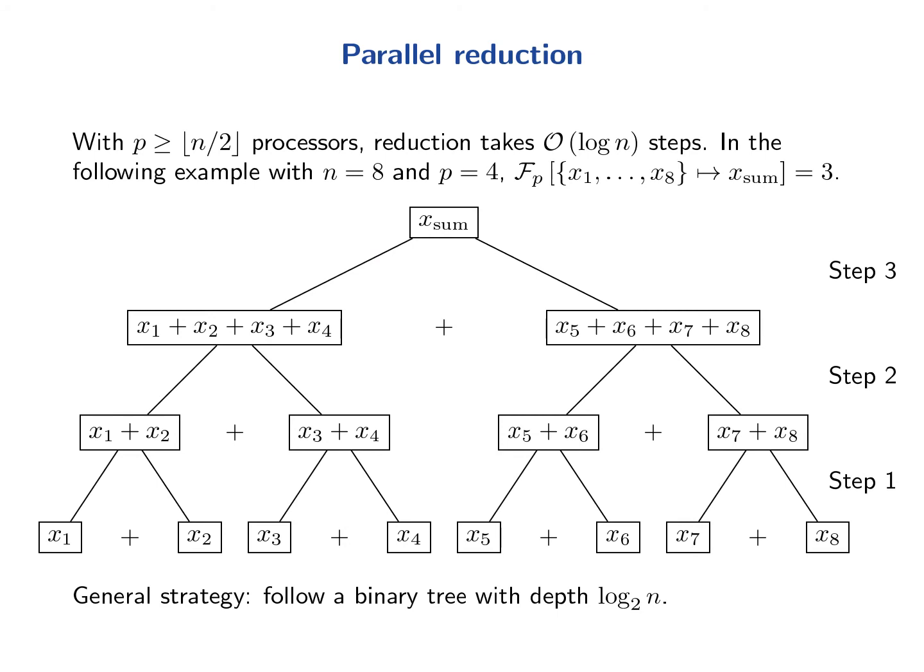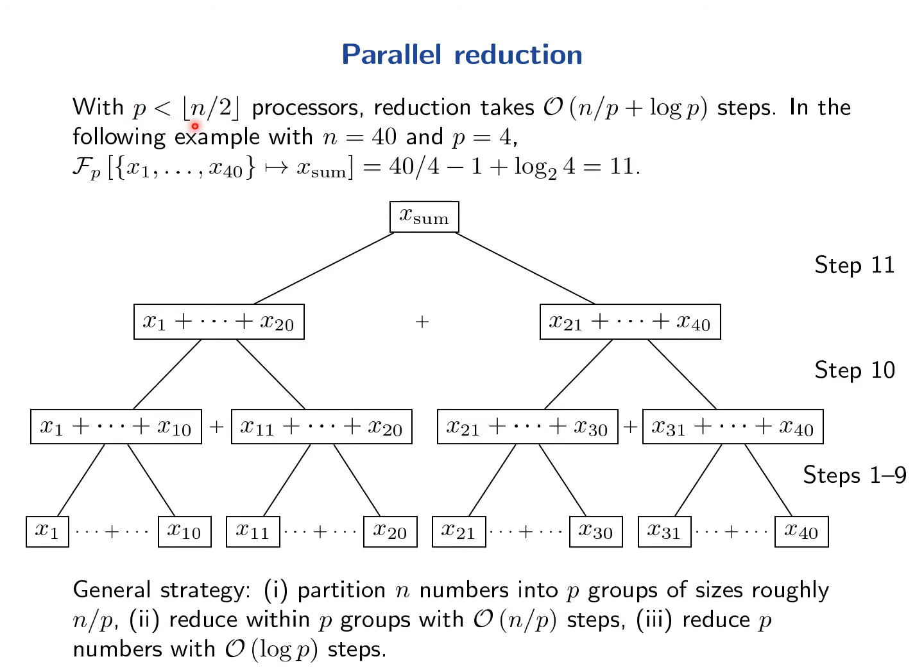When p is less than half of n, the reduction cost breaks down into two parts. Let's use this example to illustrate the cost, where n now increases to 40 and p stays at 4. So we first divide the 40 numbers evenly among all the processors. The 4 processors, every processor gets 10 numbers, and taking the sum of these 10 numbers takes 9 steps, and that is local reduction within every processor. And these 9 steps correspond to the first part. After the sums are done, we can climb up the binary tree, which takes log p steps.